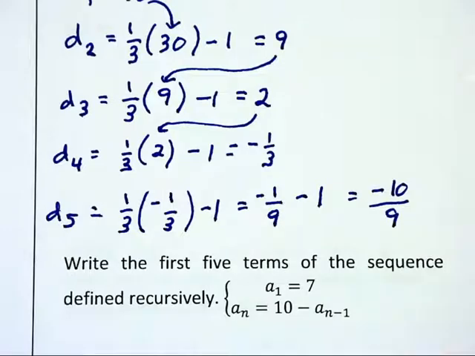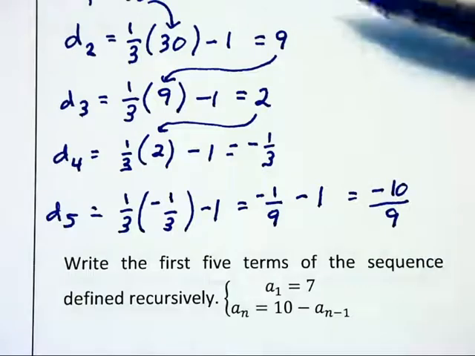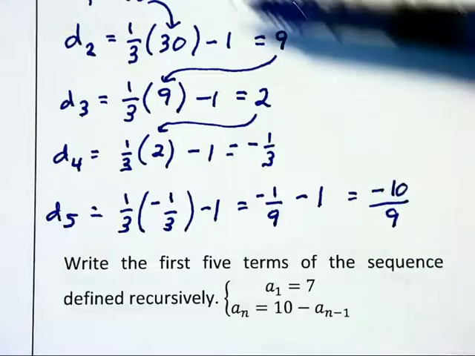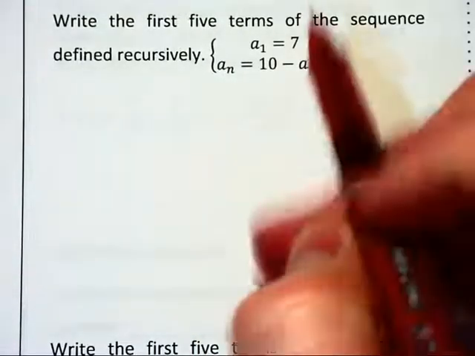Notice we cannot find that fifth term by substituting in n equals 5. We can only generate that fifth term by going through the first through fourth terms. Again, we are being asked to find the first 5 terms.